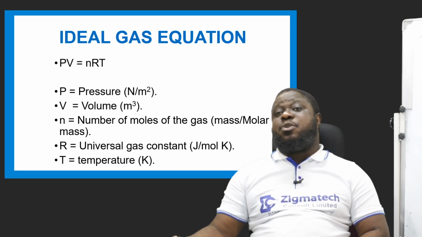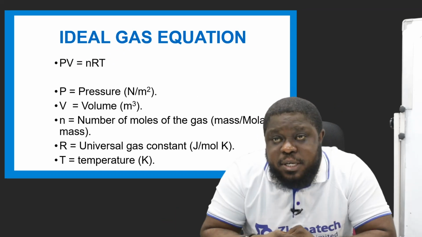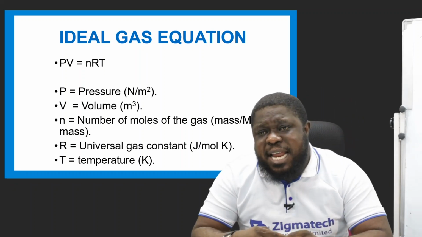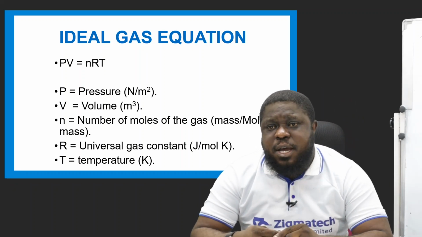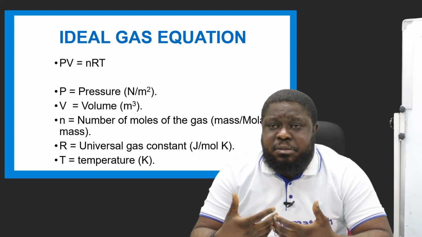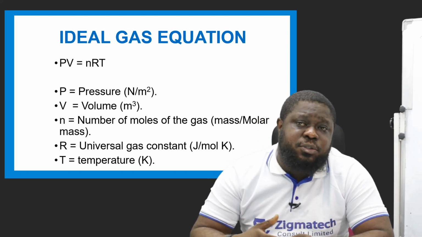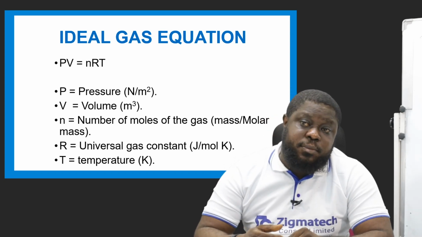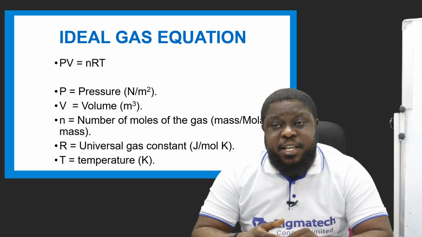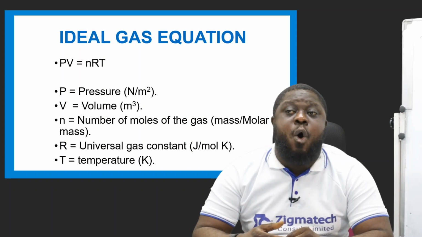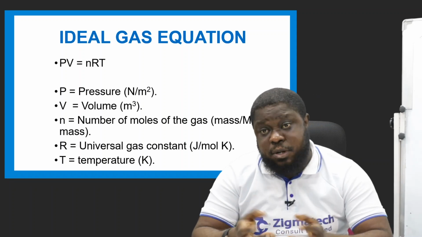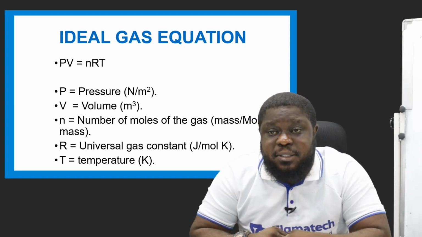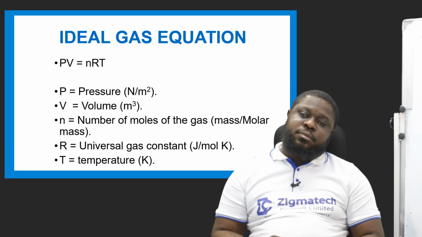Now the next one is the ideal gas equation. PV equals nRT. The ideal gas equation is gotten from Boyle's law, Charles' law, Avogadro's law, the universal gas constant, and so on. So we said PV equals nRT, where P is the pressure, in SI the Newton per square meter. V is the volume. n is the number of moles of gas, that's Avogadro's law number. R is the universal gas constant, and T is the temperature.